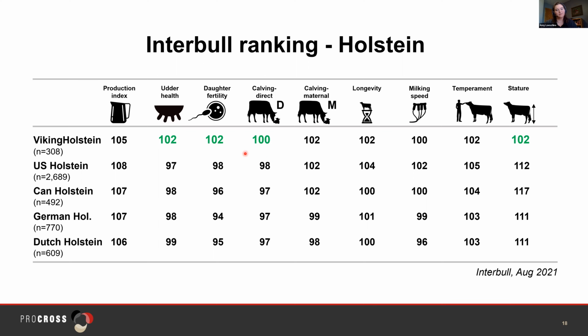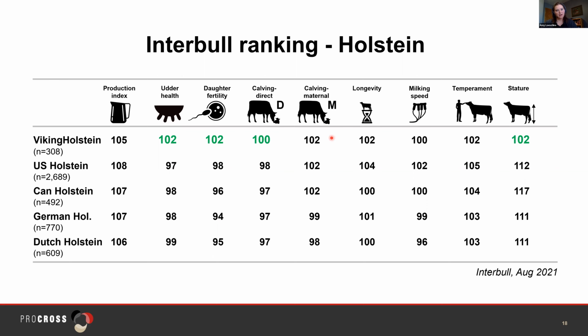So then when we talk about things like udder health, no doubt here Viking Holstein has the edge with their strong selection in both somatic cell counts and in reducing clinical mastitis and antibiotic use. On daughter fertility, they're strong there too, a good 4 points ahead of US Holstein and more above these other populations. They're doing even better than some of the other populations on direct calving ability based on the sires that they've used in their breeding program.